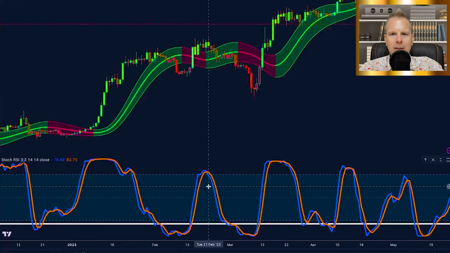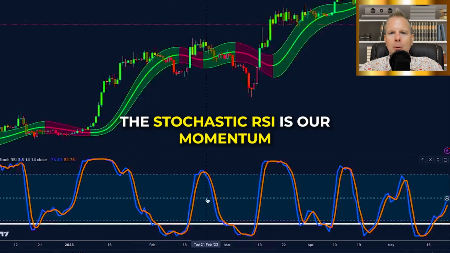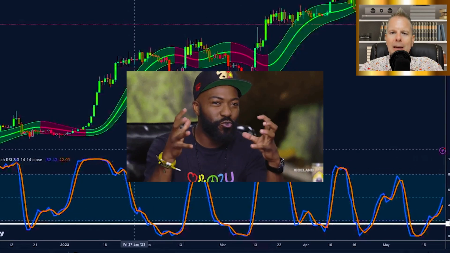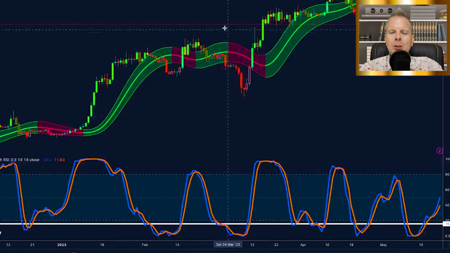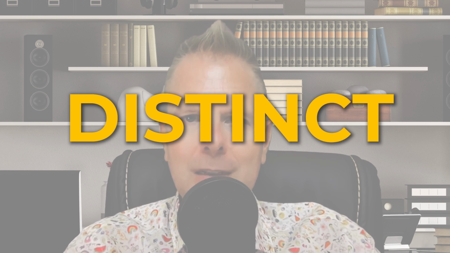In order to make accurate strategy, one that you can use for any cryptocurrency, we're going to need the help of something else. And we've introduced here, the stochastic RSI. The stochastic RSI is our momentum. When we combine our momentum with the legendary Gaussian channel in the specific colors, that is when we have a unique, distinct strategy that's highly profitable that you can use with any of your favorite cryptocurrencies.